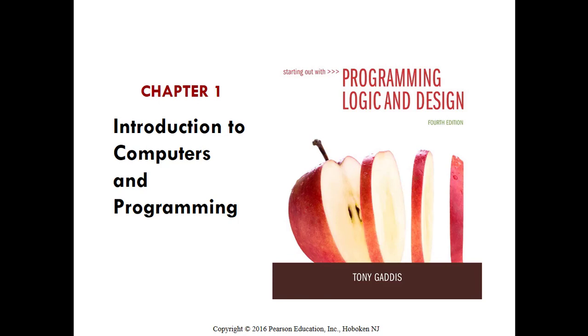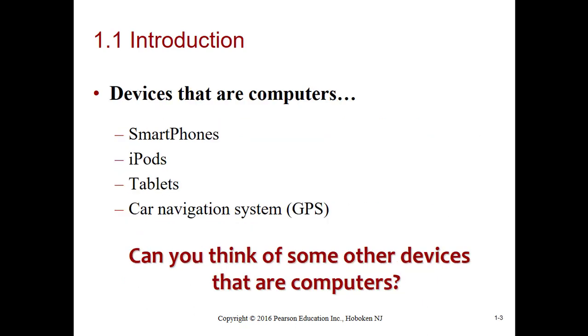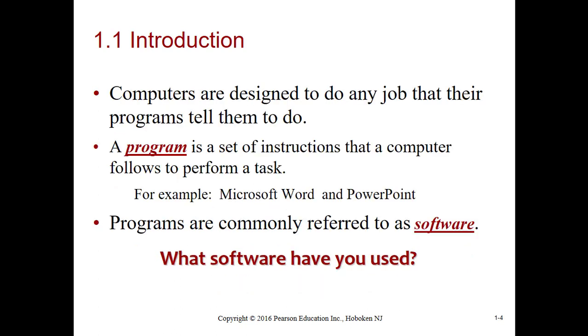In this video, we're going to talk about Chapter 1, Introduction to Computers and Programming. People use computers at work, at school, and home to do multiple tasks. What are some of the ways you use a computer? Devices that are computers are smartphones, iPads, tablets, car navigation systems, as well as a bunch of other kinds of devices. Can you think of some other devices that are computers that you may use?